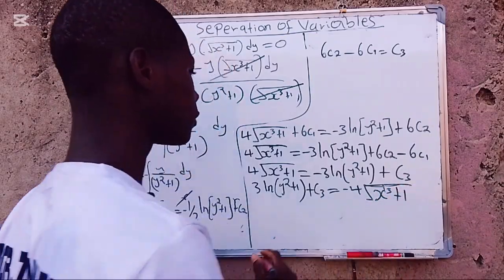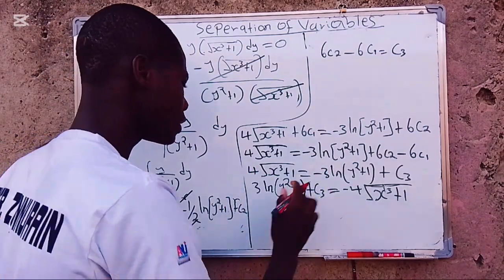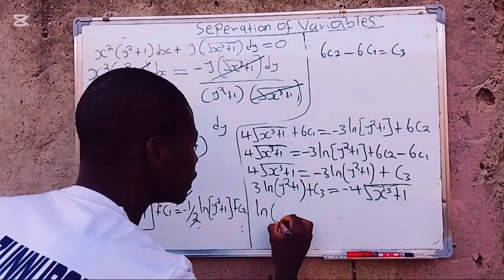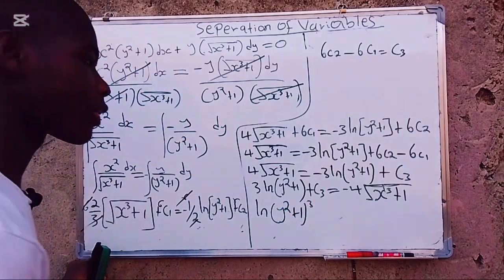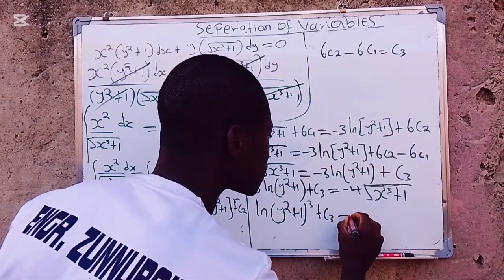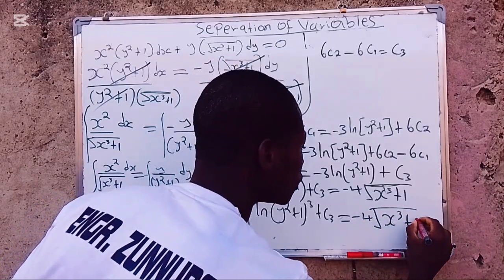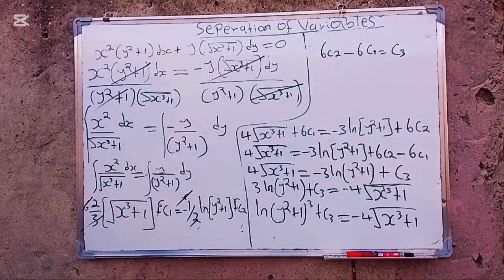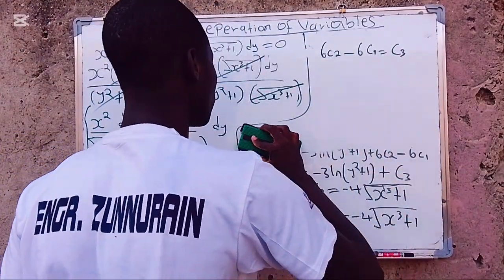So the next thing is that you all know that this 3 is the same thing as the power, so the ln of y squared plus 1 into the power of 3 plus the constant c is equal to negative 4 into root of x cubed plus 1. I hope you are not lost. So the next thing that I'm going to do, let me clean this, make sure you copy it.